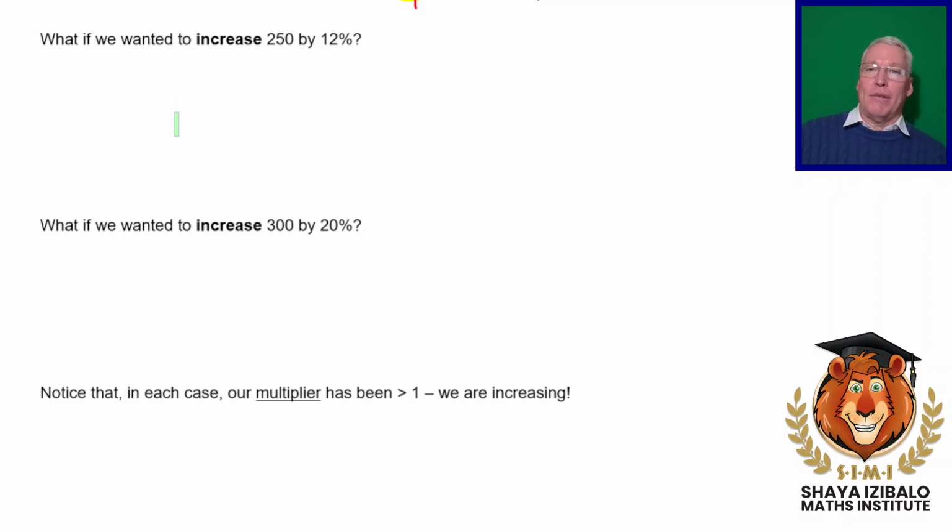Okay, we want you to try and see if you can work out the next two. Before we see you next time, discuss it with the person next to you. All right, we want to increase by 12%. Here we want to increase by 20%.